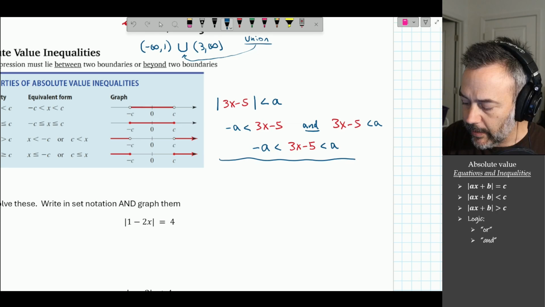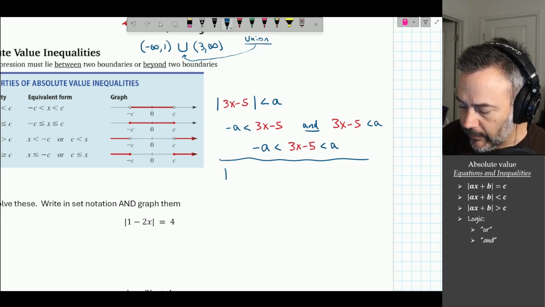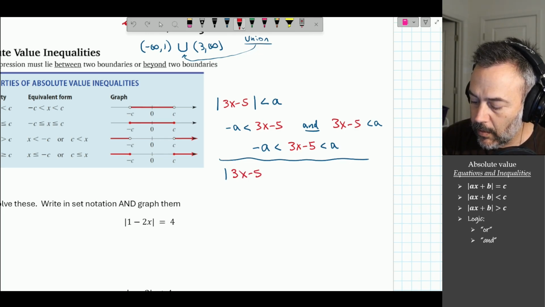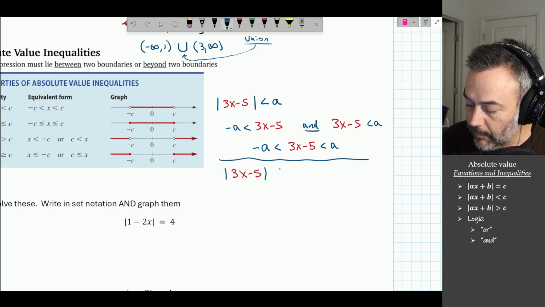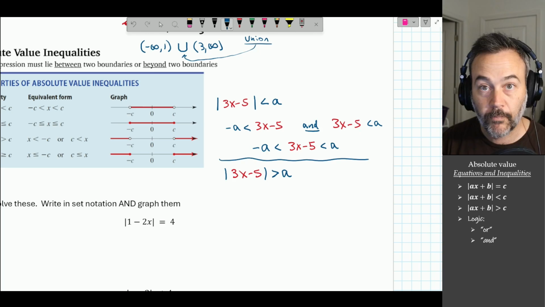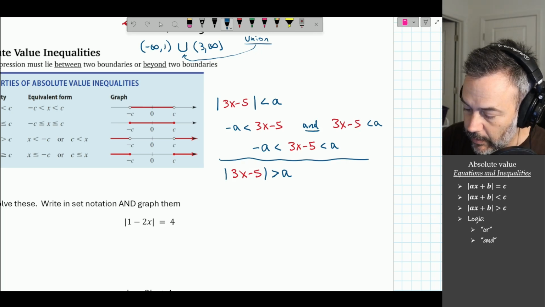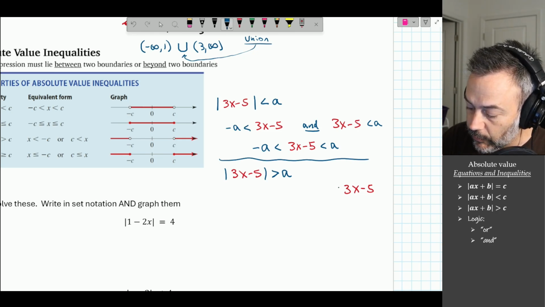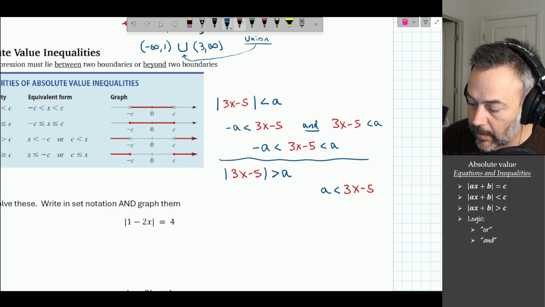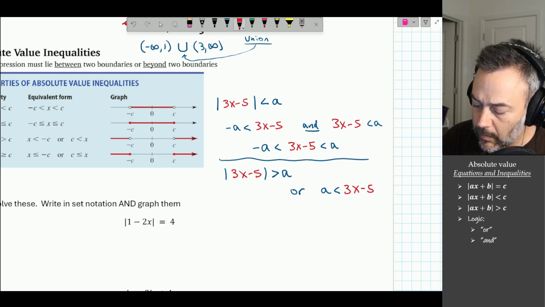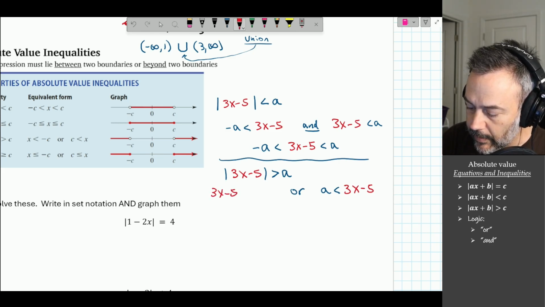And the other one we had was, for example, what if I had the absolute value of 3x minus 5 is greater than a? Then we would break it up into two with an or. So that would mean that 3x minus 5 is greater than positive a, or 3x minus 5 is less than negative a.